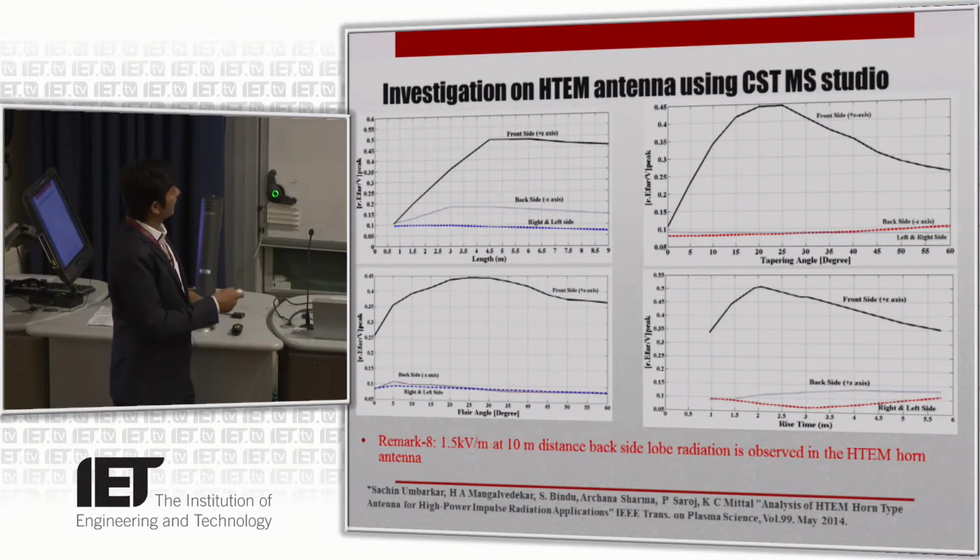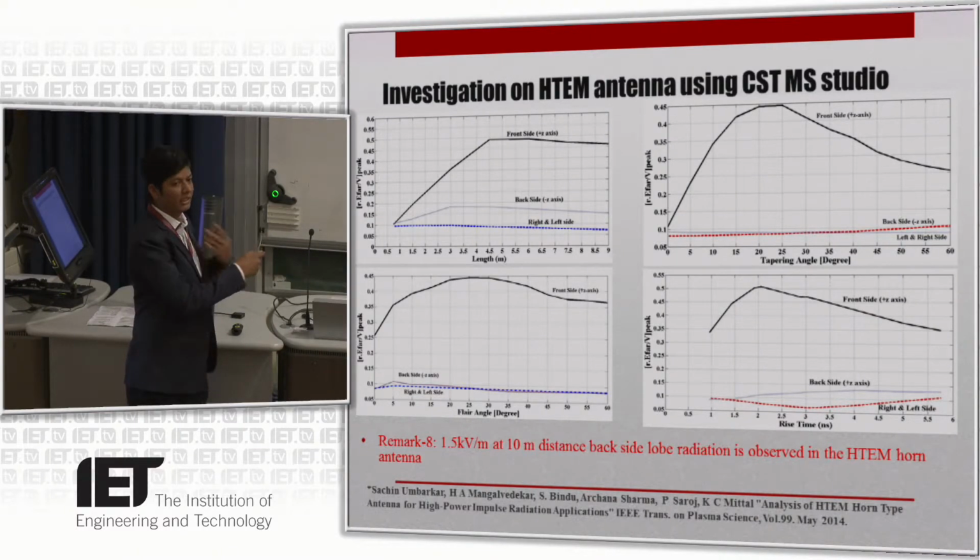After doing a significant analysis on the TEM horn antenna, it is observed that there is significant backside lobe radiation. It plays a major role, directly affecting the front side radiation of the antenna. Also there are side lobe radiations from the left side and right side. That's why the gain is never crossing 0.5.